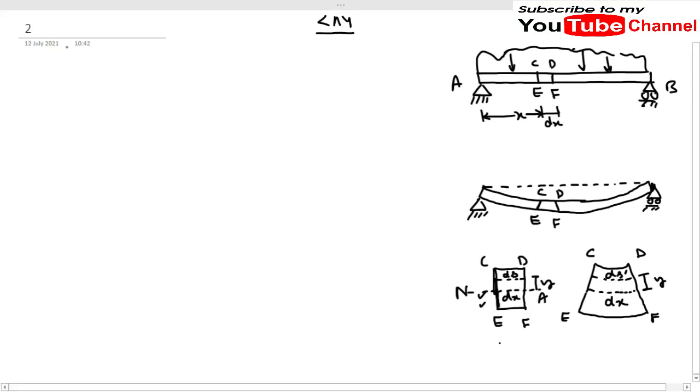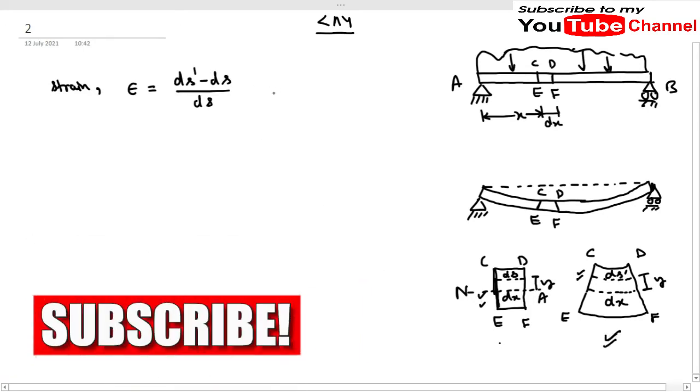Now if I want to find out the strain in this fiber, the strain at a distance y, the strain epsilon will be equal to ds dash minus ds divided by ds. What is ds dash? Ds dash is the length after deflection, as you can see here in this segment, and ds is the initial length.